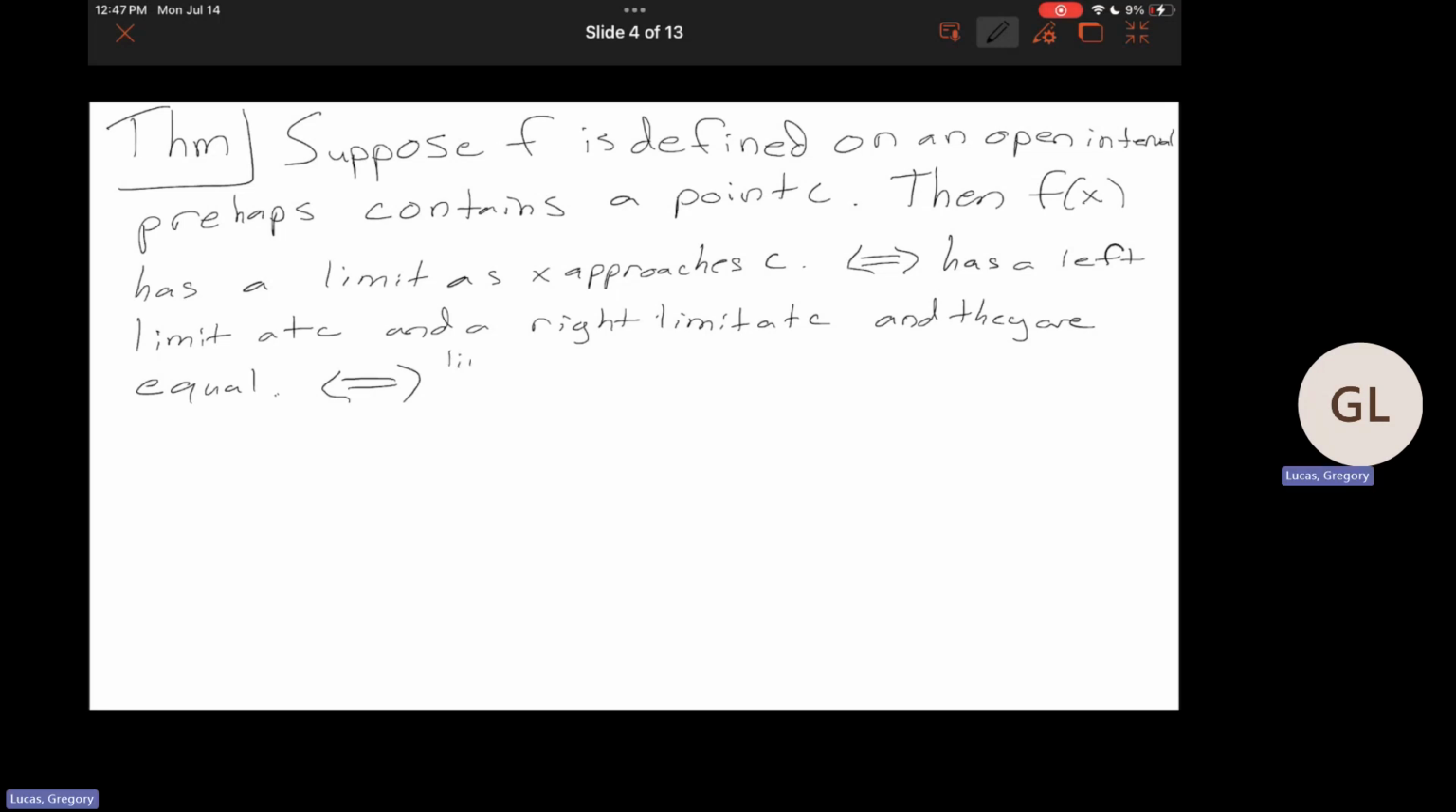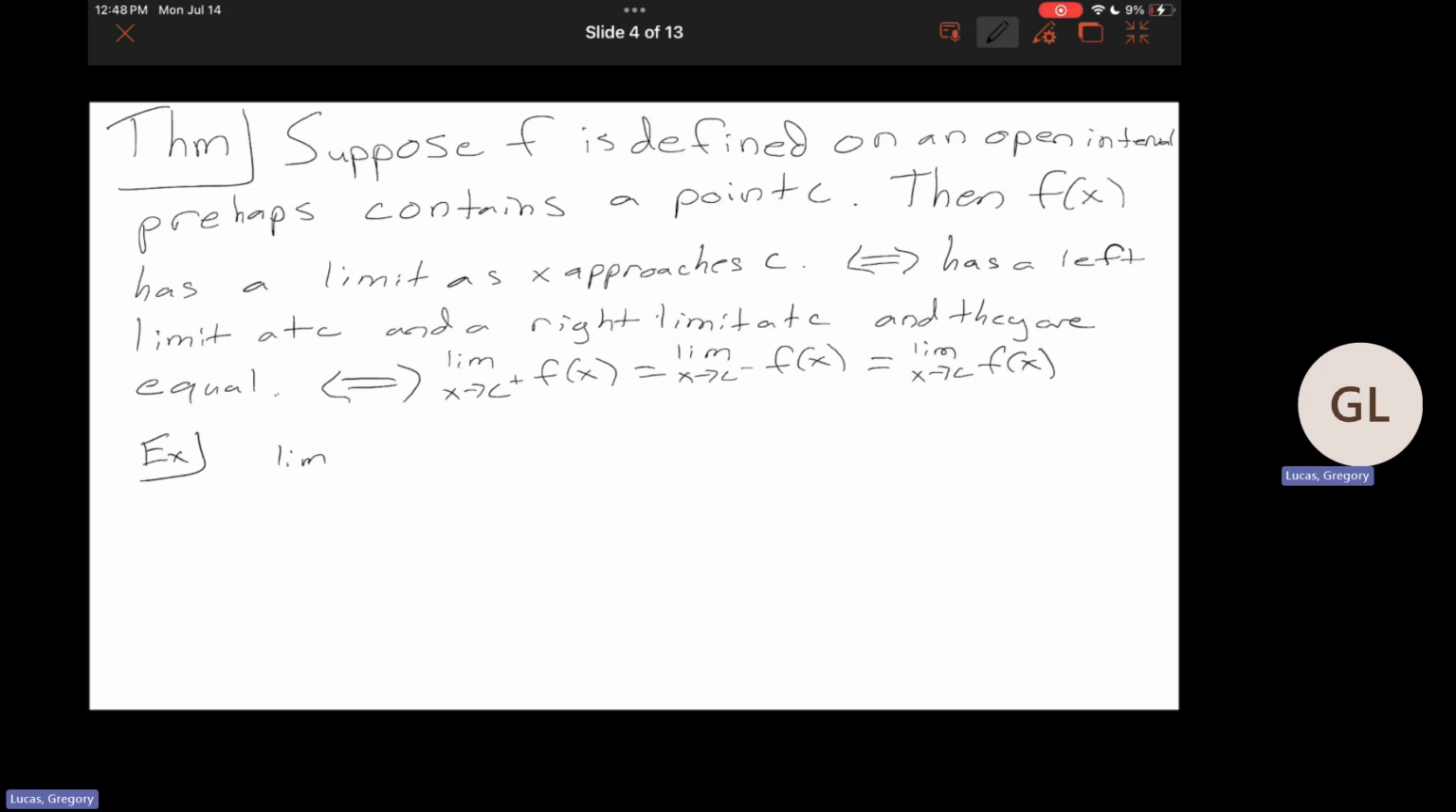So if I have the limit as x approaches C from the right of a function f of x equal to the limit as x approaches C from the left of f of x, then it's equal to the limit existing. So they're all equal. The right limit equals the left limit. That is the limit.